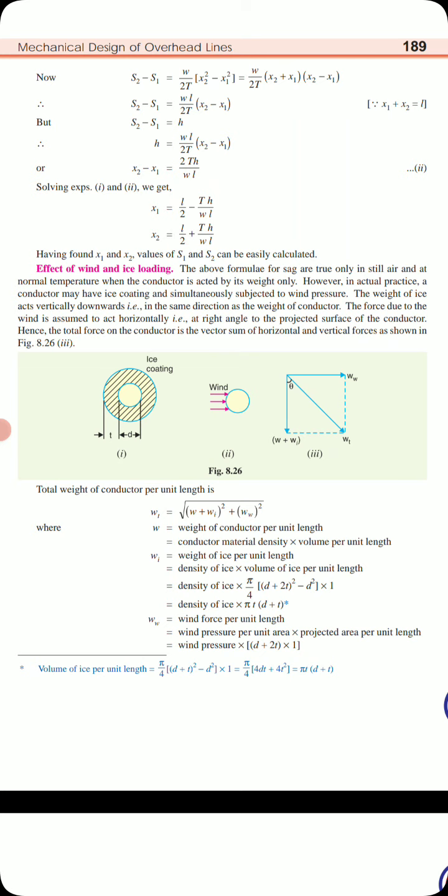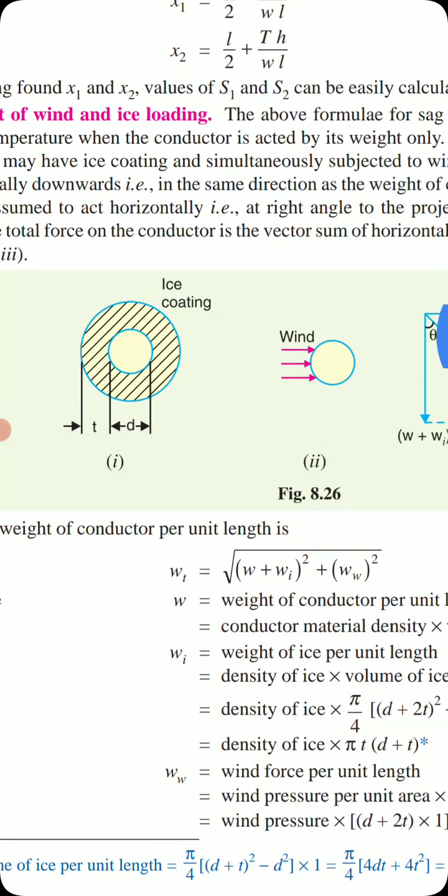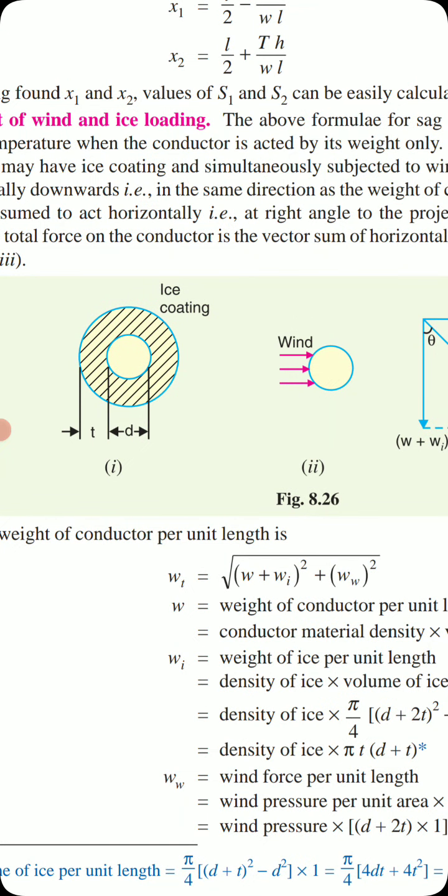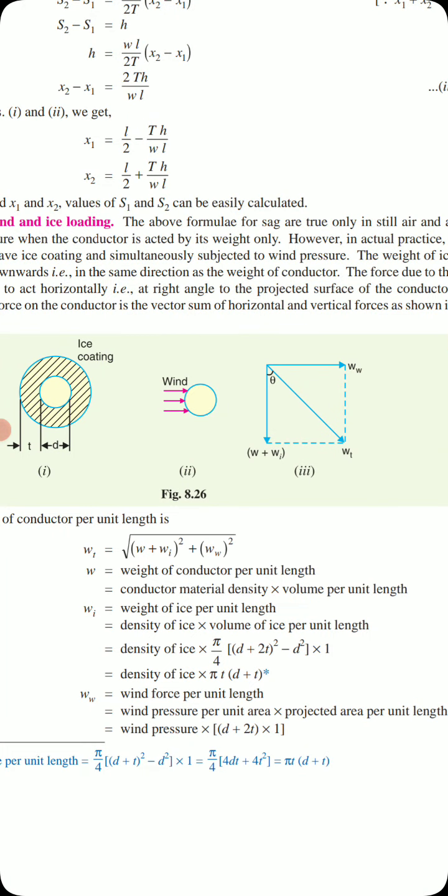So we can see here, in places like snow falling areas where ice coating will be on the conductor, the diameter of the conductor increases as well as the weight of the conductor increases. You can see in this first figure, the central one, that is the conductor with diameter d, and there is an ice coating on its surfaces with the thickness of t. So here the weight of the conductor plus ice coating weight is also affected.